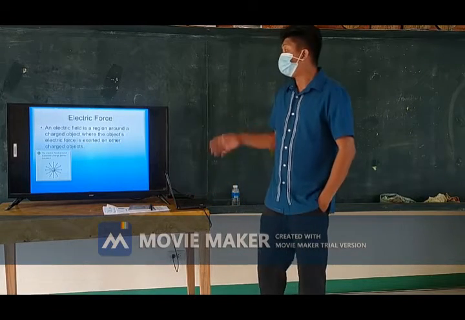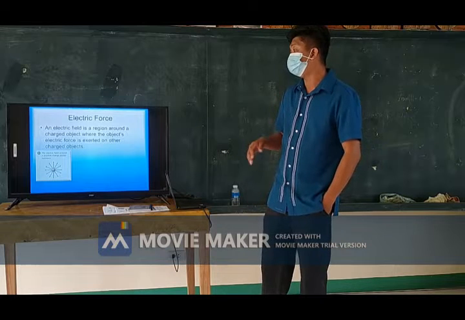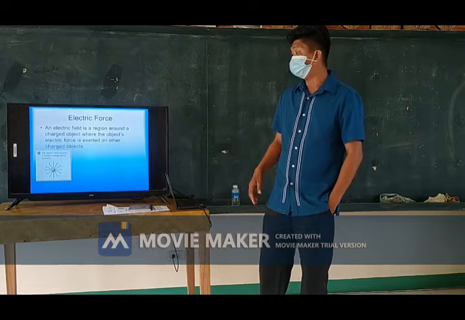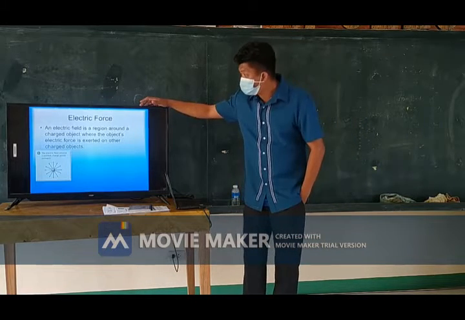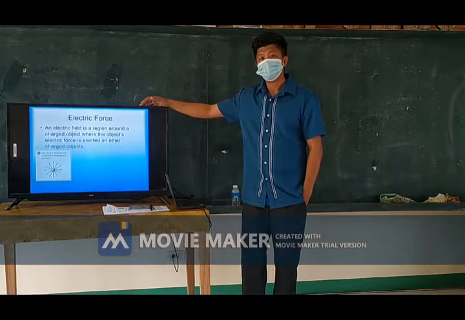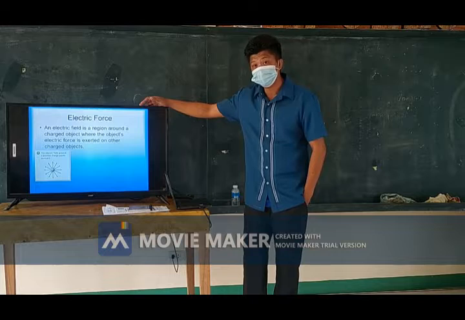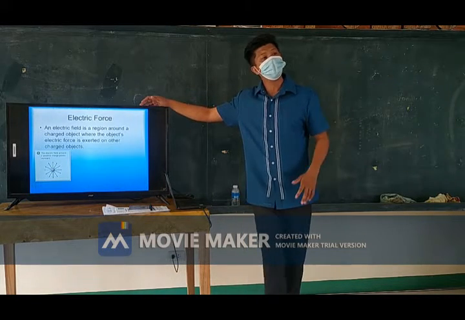So, an electric field is a region around the charged object where the object's electric force is exerted on other charged objects. So, in our lesson, electric force also signifies an electric region or electric field, no? So, it is a force. Next we will talk about magnets.